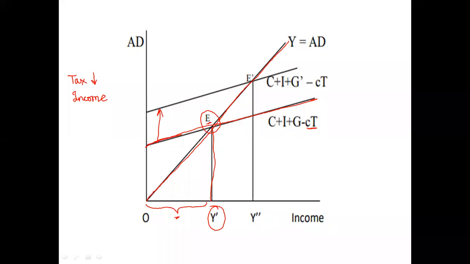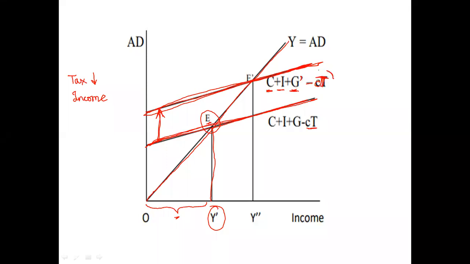Okay, so this was the original demand curve, the aggregate demand curve. It will go up and the new aggregate demand curve is this, correct? The second, the upper demand curve is there, no? So this is the new aggregate demand curve. The formula is the same: C plus I plus G dash minus CT.